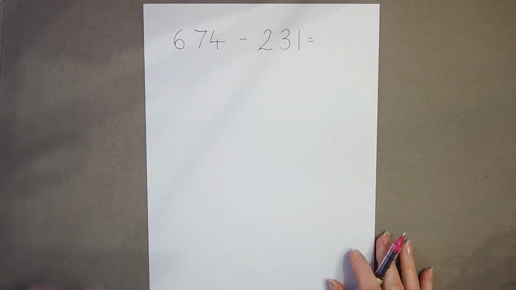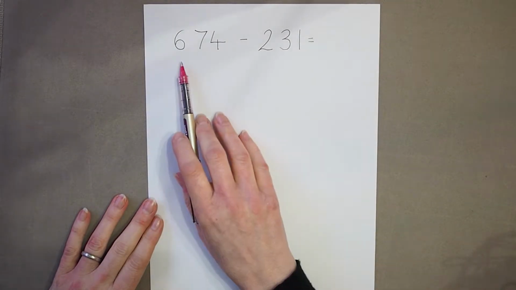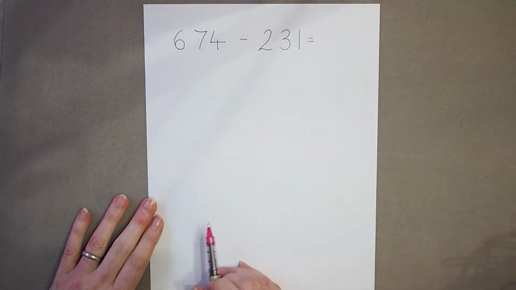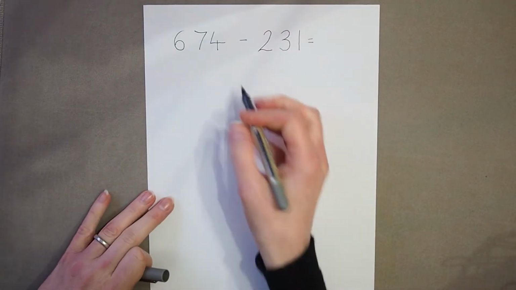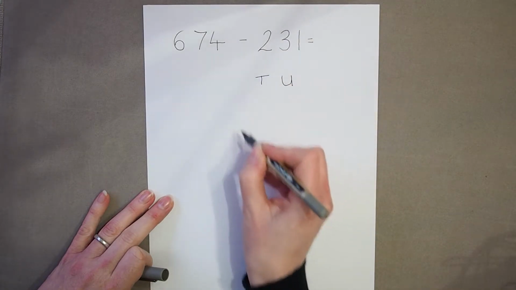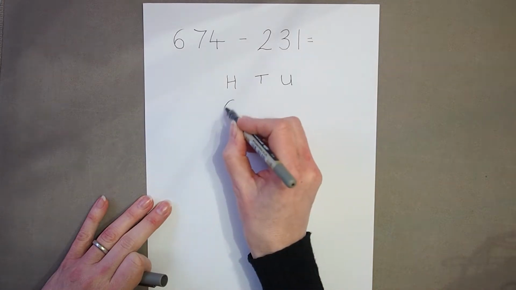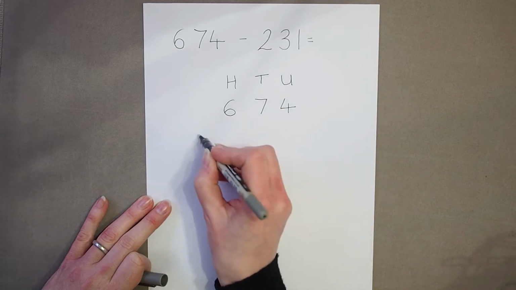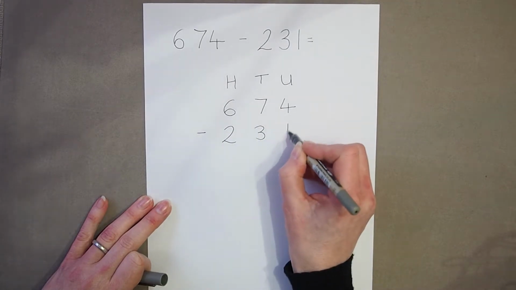We're going to look at the formal column method for subtraction. So I have a calculation: 674 subtract 231. I'm going to write this out, and I'm going to make sure I line my digits up in units, tens and hundreds. So 674 subtract 231.